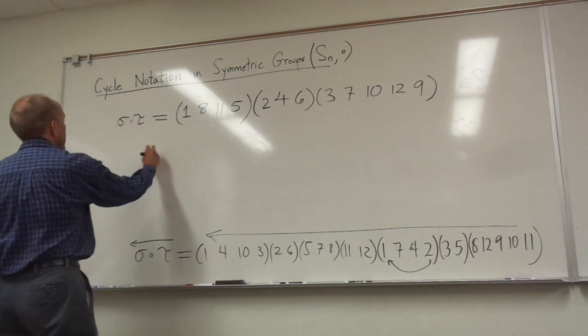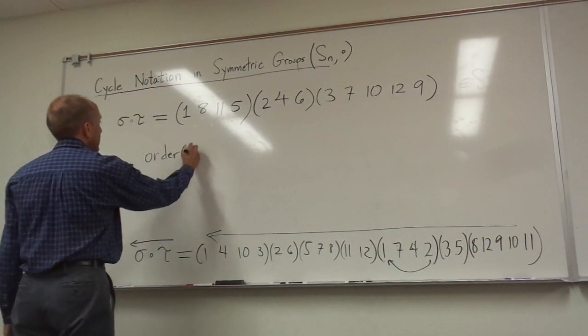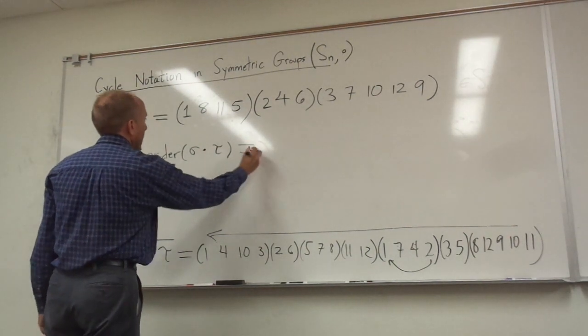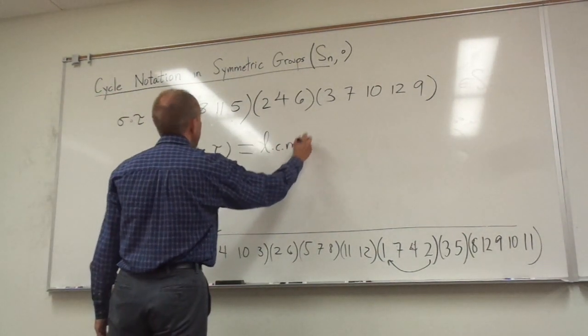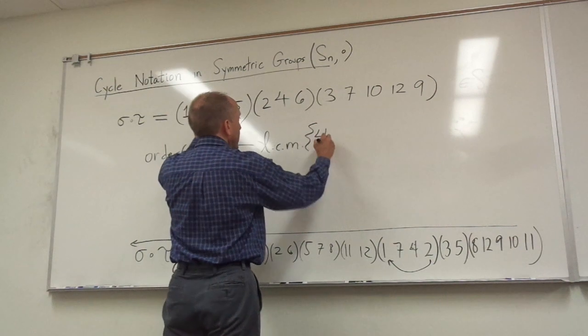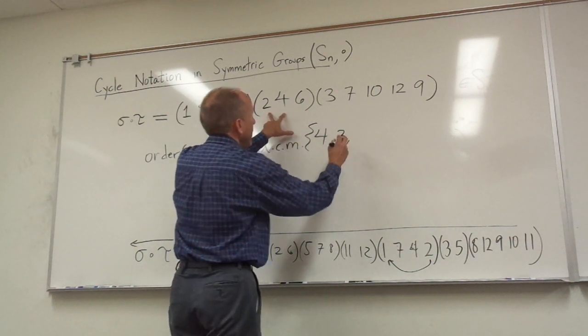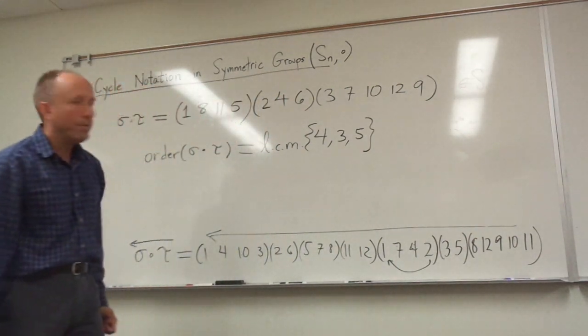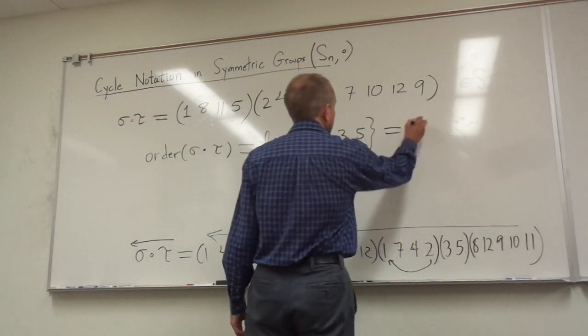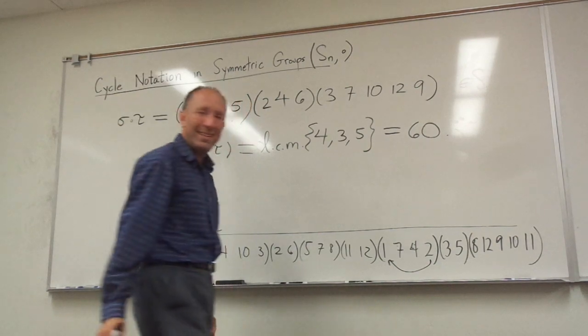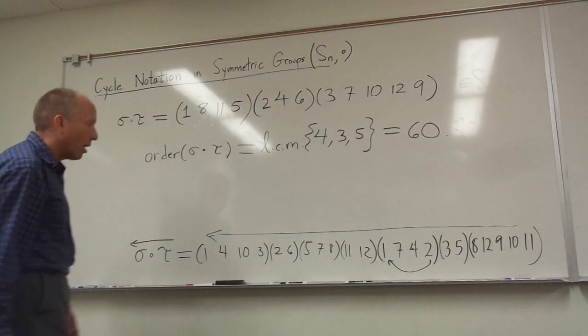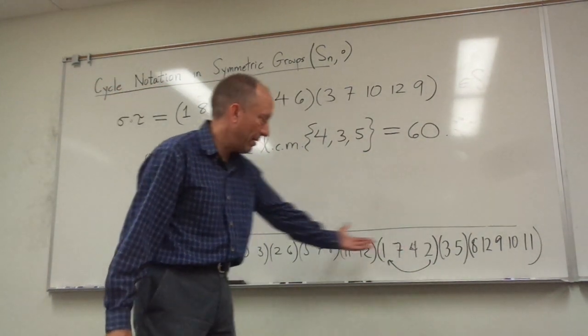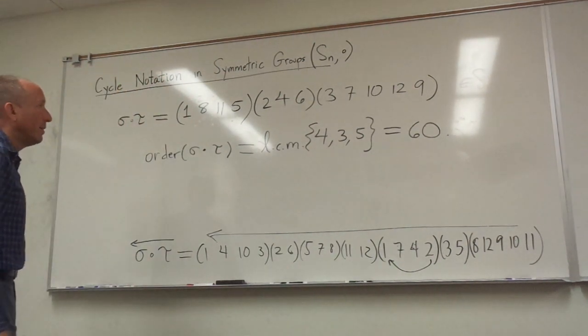So if I wanted to know the order of sigma times tau, I would take the LCM of the cycle lengths. This cycle has length 4, this has length 3, and this has length 5. Now the LCM of 3, 4, and 5 is actually 60. So this is an element of order 60.